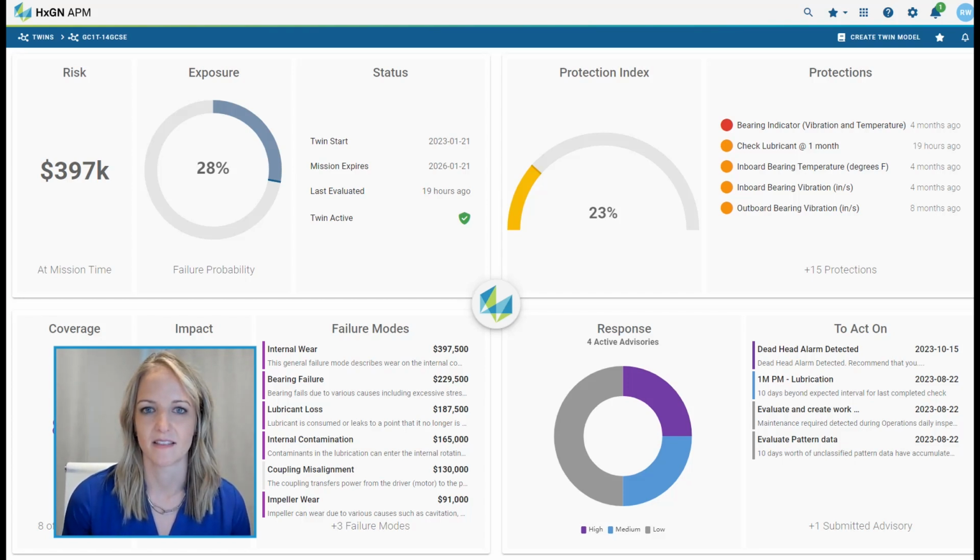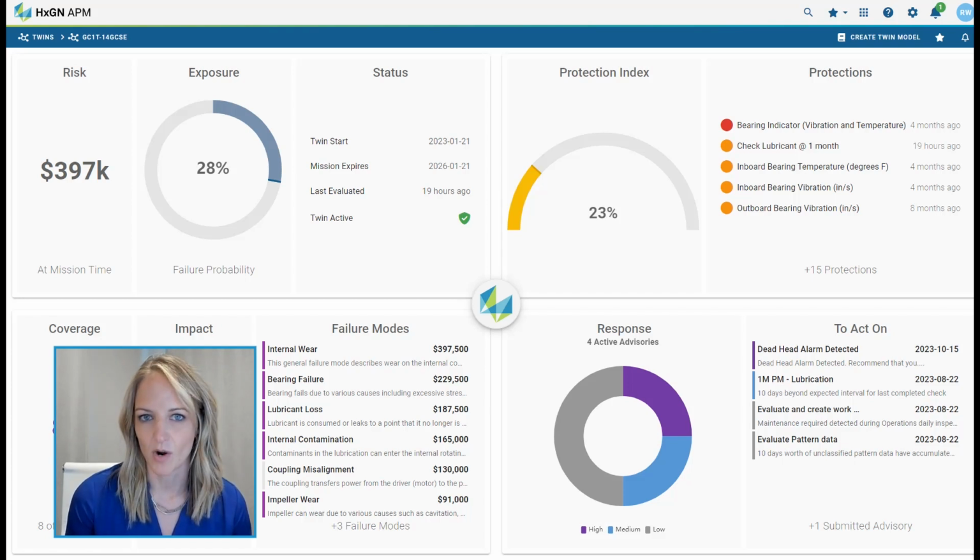Bottom left is the second step, which is protect. So your coverage tells you how well protected am I against all of those failure modes that I've established. And then what are my primary failure modes that could expose me to the most risk?